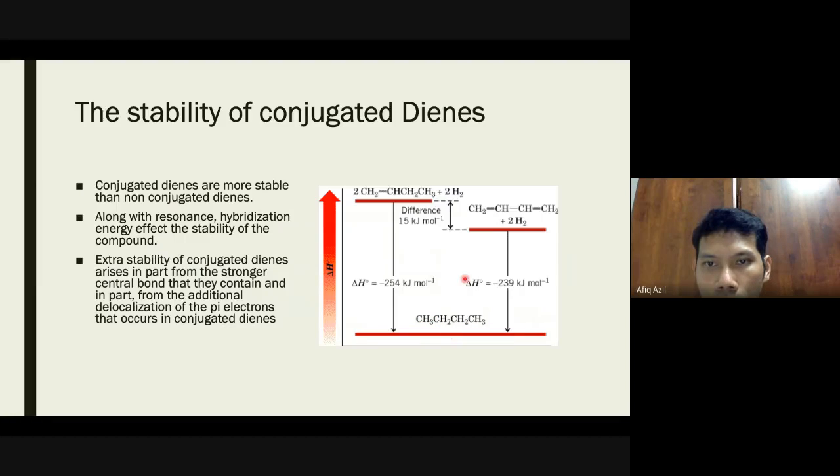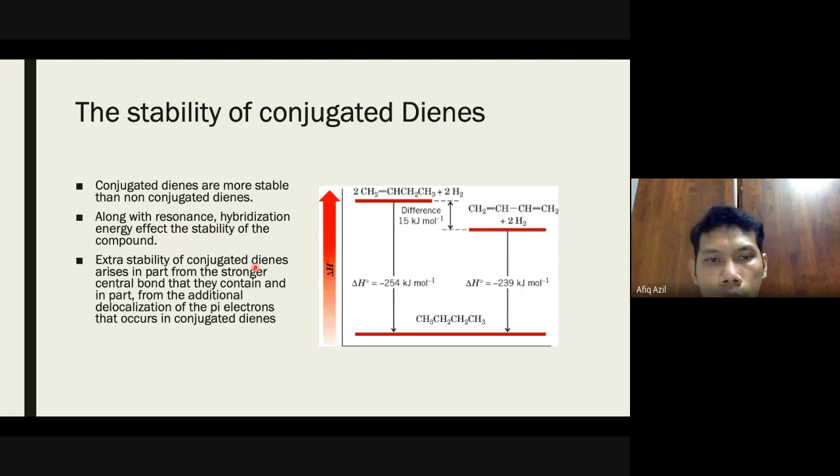But when you compare a conjugated diene and a normal alkene, this conjugated diene has a lower energy level, meaning lower delta H. It has more stability compared to this one. Along with resonance, here the electron can move to this middle carbon. Okay, hybridization energy affects the stability of the compound.